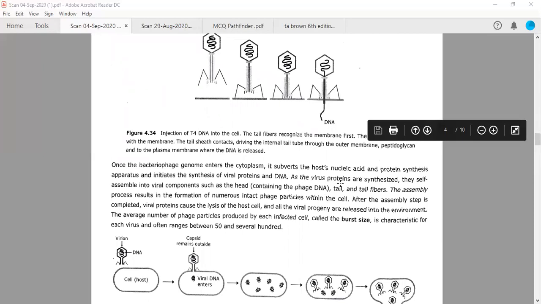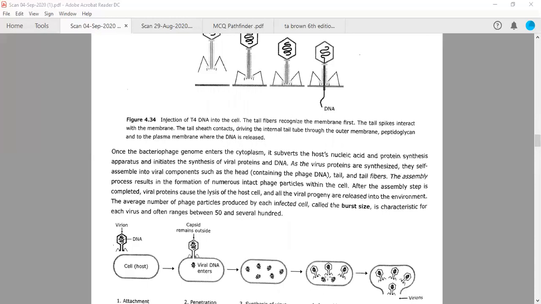Then, as the viral proteins are synthesized, they self-assemble into viral components such as head and tail fibers. And then finally, these assemble into a complete viral particle. This results in the formation of numerous intact viral particles within the host cell. Once the assembly step is completed, viral proteins cause the lysis of that particular cell, because there is a large population of viruses inside the cytoplasm, which creates pressure from inside and leads to the lysis of the bacterial cell.